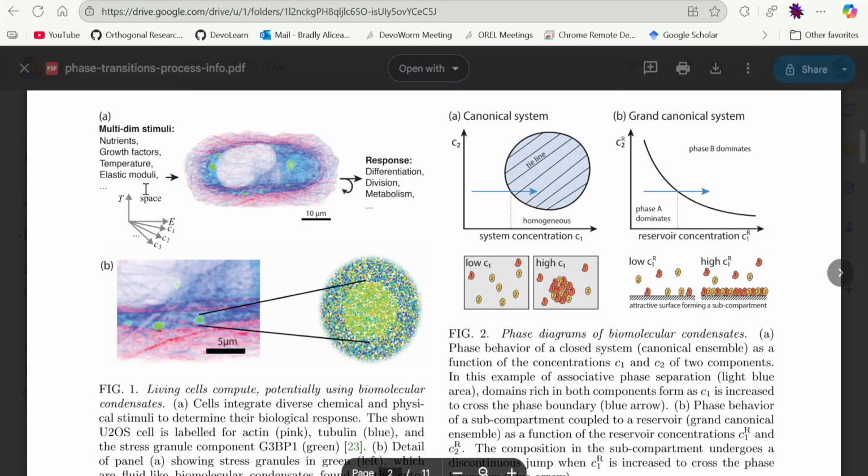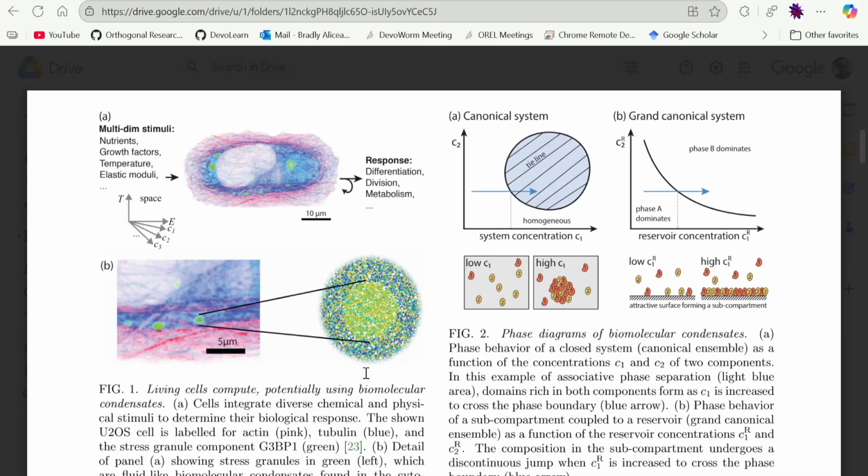This is figure 1, where we have A, which is where they highlight that the stimuli are multidimensional. So you have nutrients, growth factors, temperature, and elastic moduli. Those are all inputs to the cell, and they're all stimulating the cell, sometimes in different directions. So you have these stimuli coming in, and then you have this response: differentiation, division, metabolism. And so these inputs lead to these outputs, these responses. And the idea is that it's processing this information to get to this response.